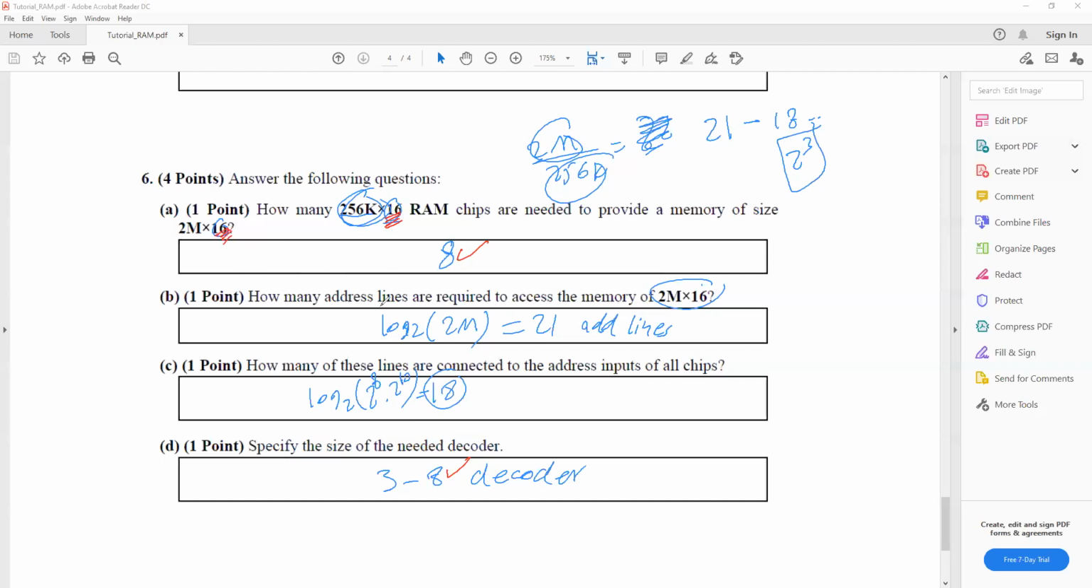If the data width is different, it will be different and this rule won't work. For building a larger memory, you have to check that the number of chips you have is equal to the number of outputs of the decoder. In the question above, we had 4 chips and we used a 2 to 4 decoder. Of course, if the data bits are different, the answers here will be different, and you usually see some of these questions in the homework.